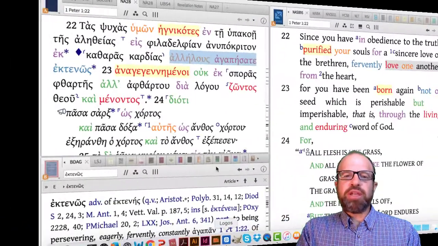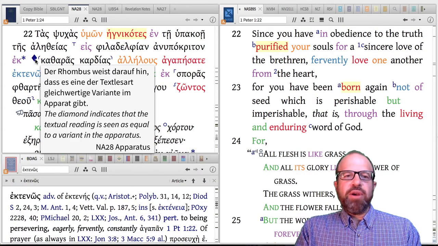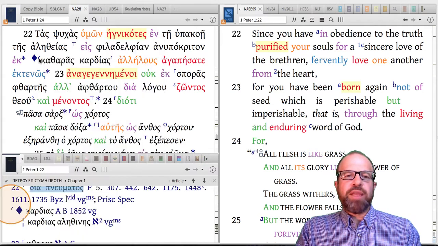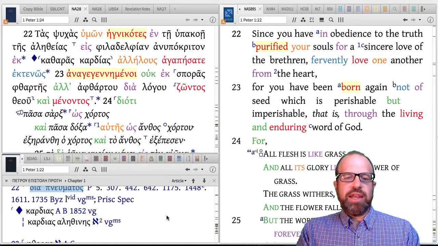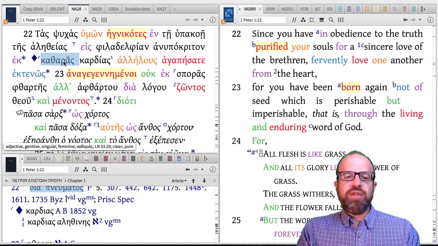Now, I want to pause here and just go back to this textual variant. There are some manuscripts that have a different reading here. In fact, some manuscripts simply have kardias. So they say simply from the heart. But then others have added clean as a modifier.